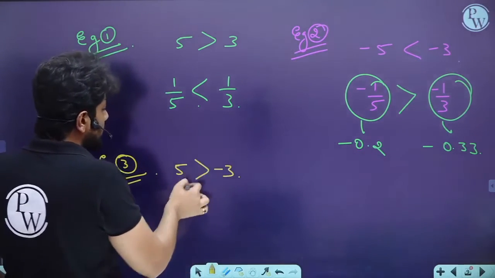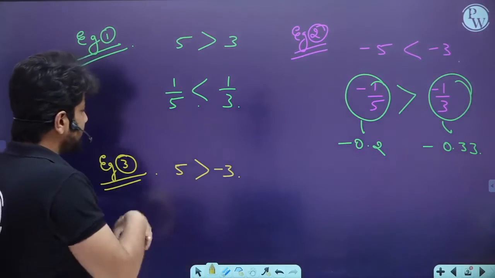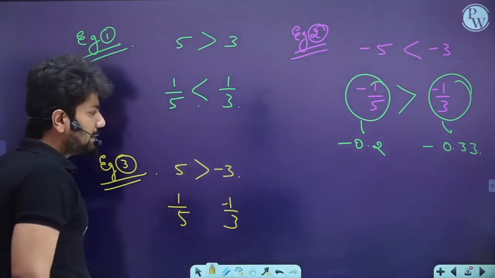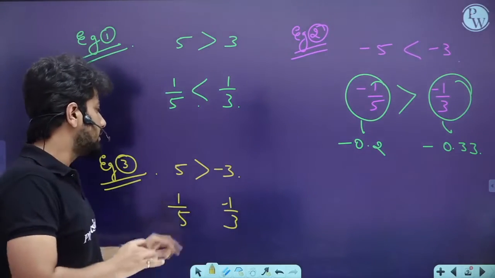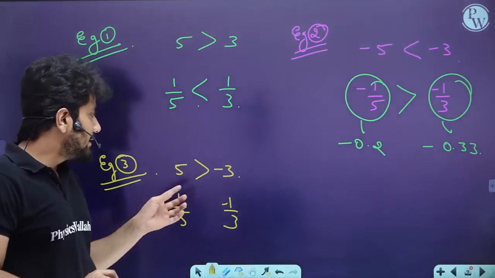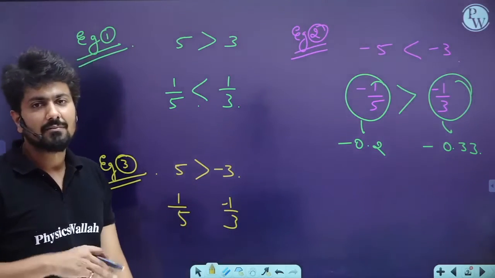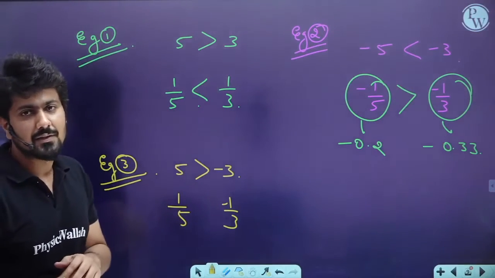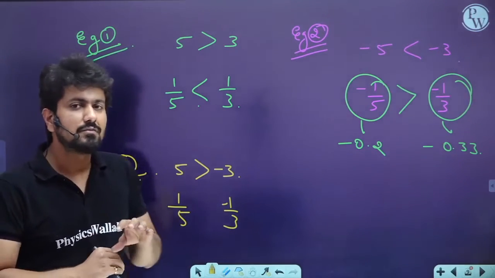So currently we know that 5 is greater than minus 3. If we do the reciprocal, 1 by 5, and here we have minus 1 by 3. Basically, why does it not work when the numbers are of different sign? There's a 0 in between them. That's the problem. There is 0 in between them. We can't do the reciprocal of 0.